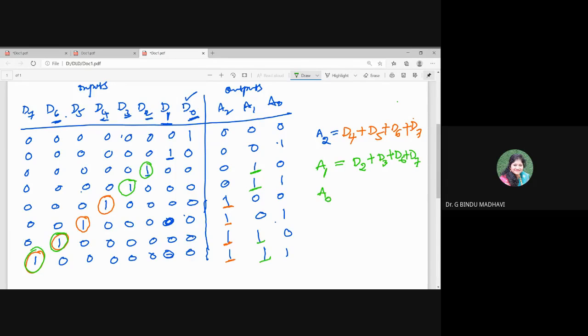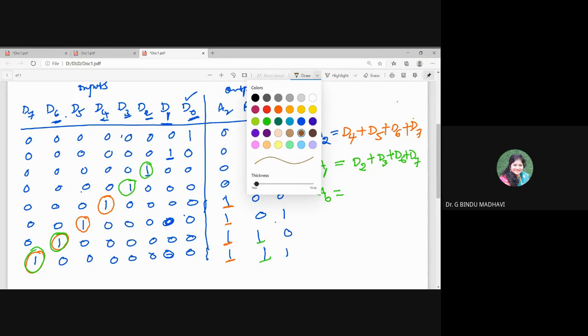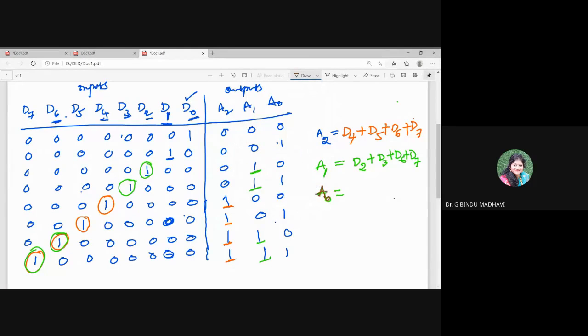Next, the third output is A0. A0 equals D1. In the A0 column we are having 1 here. What is the corresponding input? D1 plus. Again we are having 1 here, D3. Next one, D5. Next one, D7.